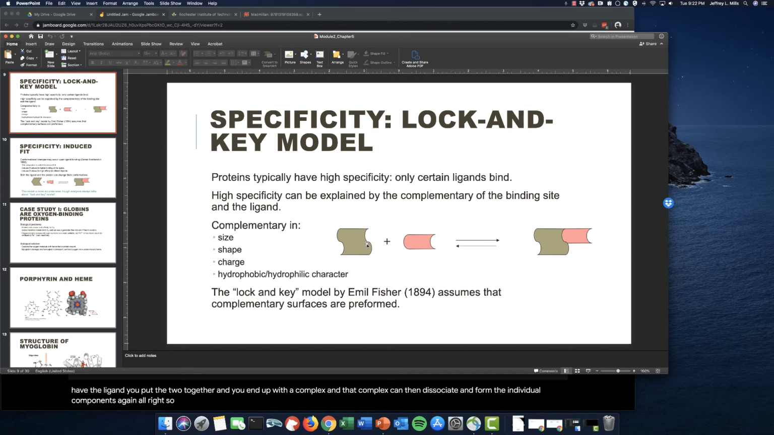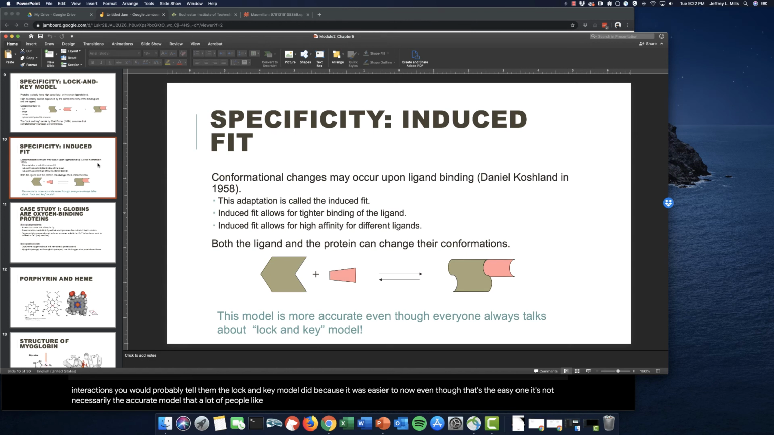Right, so the lock and key model is very simple to understand. If your grandparents were to ask you about protein interactions, you would probably tell them the lock and key model just because it was easier to understand and you can show them examples for it. Now, even though that's the easy one, it's not necessarily the accurate model that a lot of people like. So induced fit is the preferred model here.